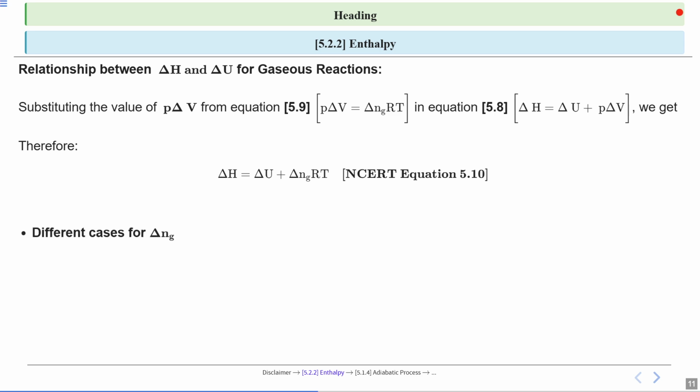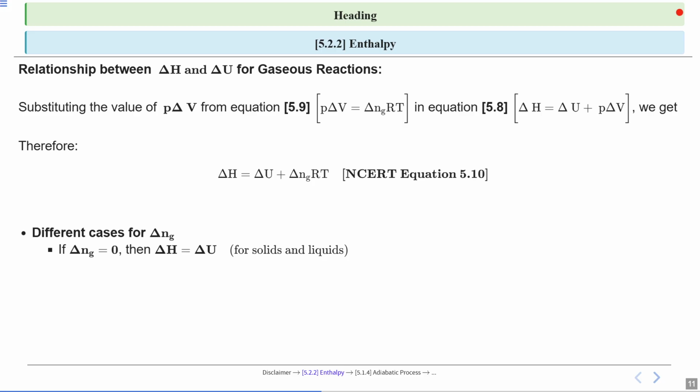Now let us consider different cases for this delta Ng. So three different cases are here. First is your delta Ng can be 0. It will be possible when the number of gaseous molecules are the same on the reactant and product side, or there are no gases involved in your reaction, only solids and liquids are involved in the reaction.